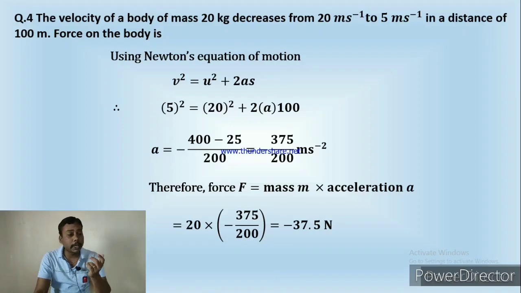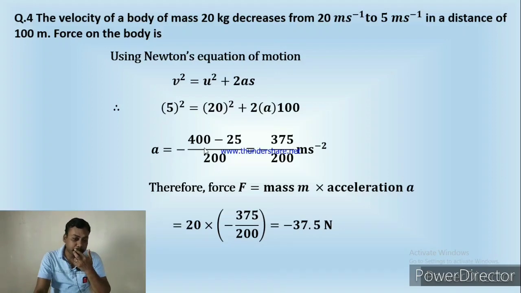But why is this force negative here? This force is negative because due to applying the force, the velocity of the body is decreasing. So instead of acceleration, retardation is there, and retardation means negative of acceleration, so the force is negative, and hence the correct answer is option C here.